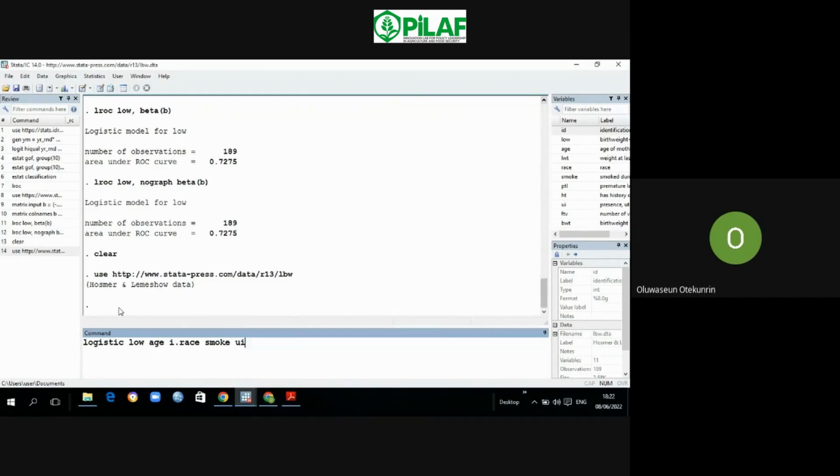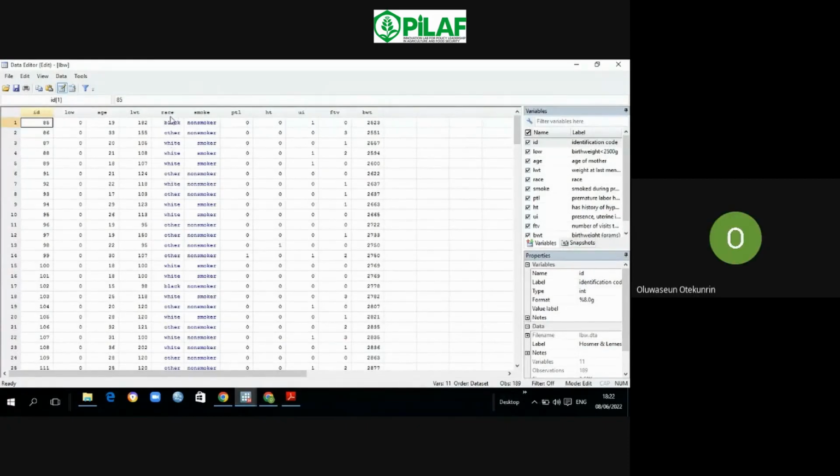You have i.race because race is categorical. If you check the data set, you see black is 2, other is 3, white is 1. Even smoke is categorical, but it's just 0 and 1, non-smoker is 0, smoker is 1, so if you don't put the i. it will still work out well. But for this categorical variable, if you want to talk about the results for black and others, then you put that i. to bring out those categories. So that's what we have there.